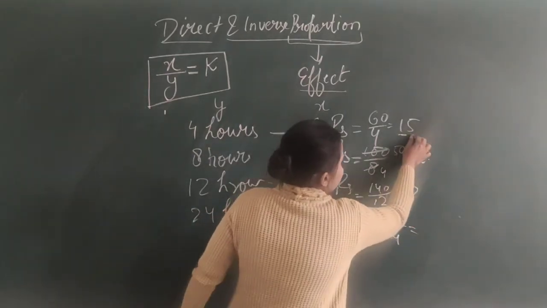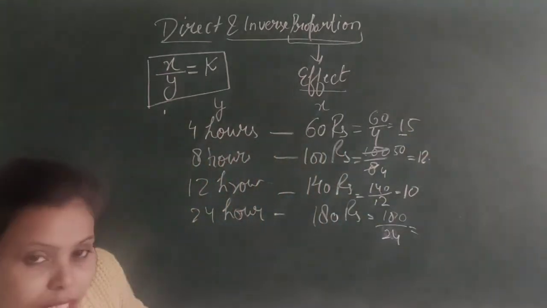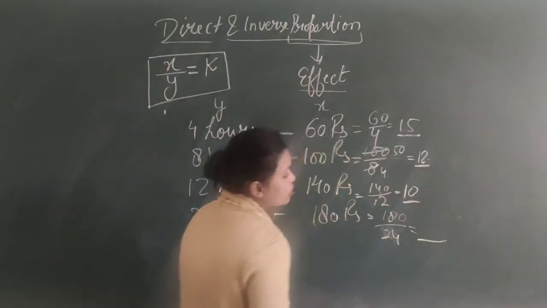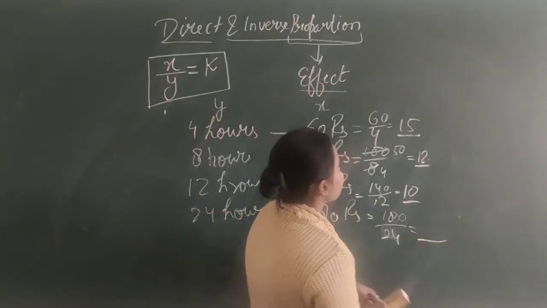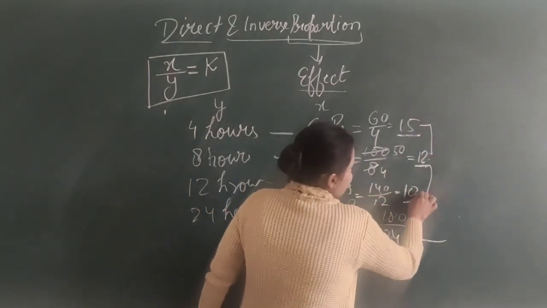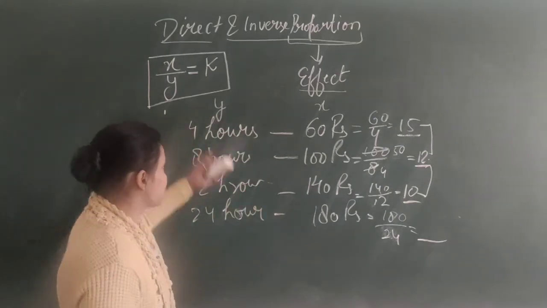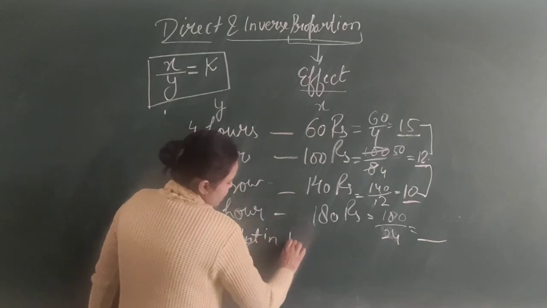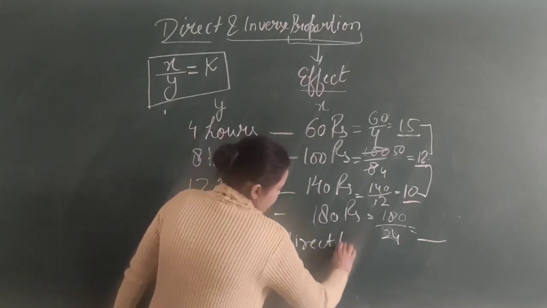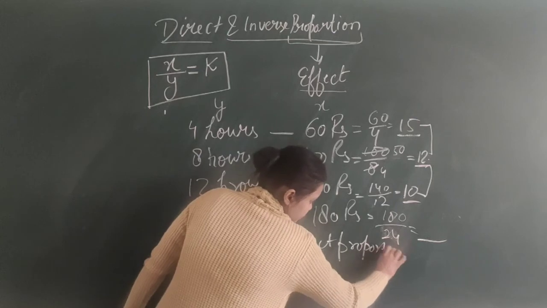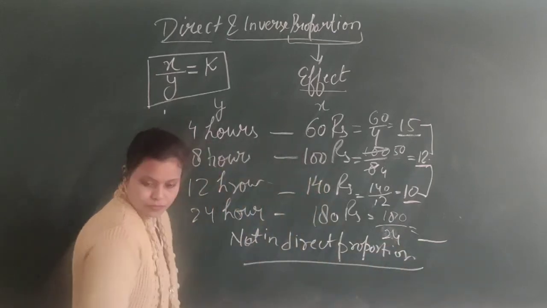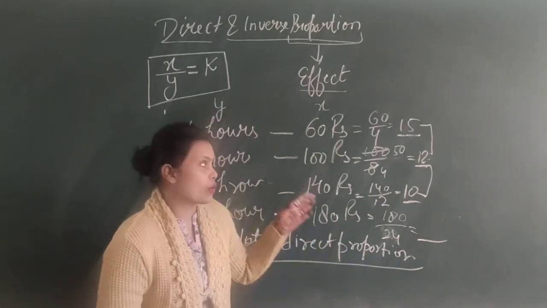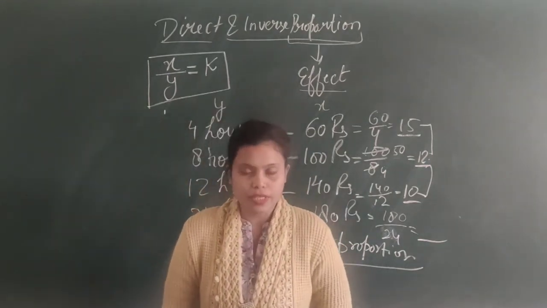So this is not a constant because it is changing regularly. It is 15, 12, 10 and so on. So this shows that these charges are not in direct proportion. Alright? Okay, so this was your concept of direct proportion. You can solve exercise 13.1 now.